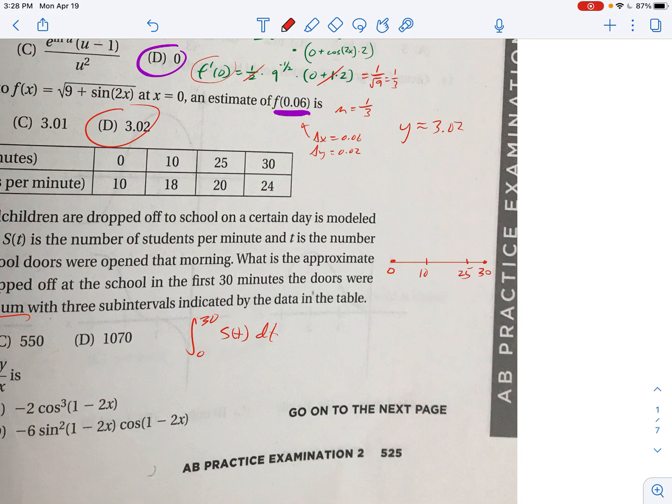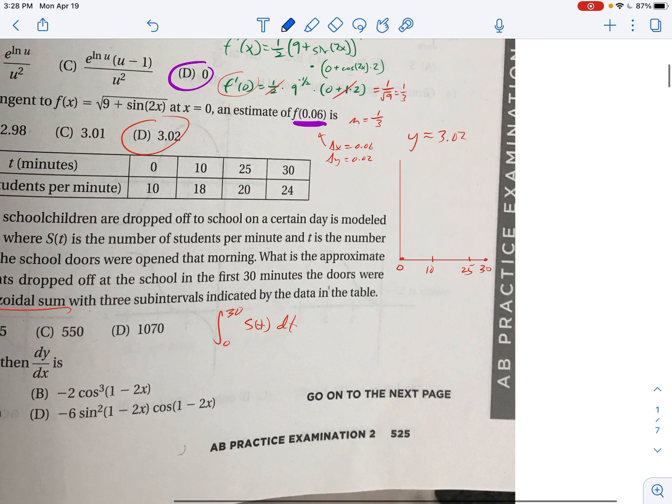So let's think about a y-axis here. When time is 0, the value is 10. When time is 10, the value is 18. I guess I'll put that over here. When time is 25, the value is 20. And when time is 30, the value is 24.